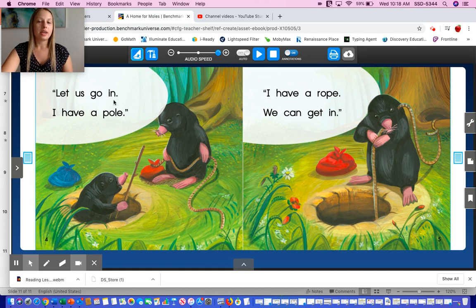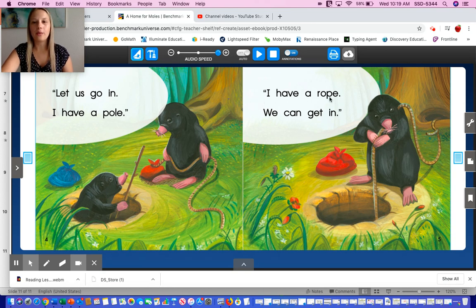Let us go in. I have a pole. Take a look at the illustration. Do you see them going in? And there's his pole. What is his pole really? What is that? A stick, right? Or a twig. Must be from a tree. Let's go to the next page.